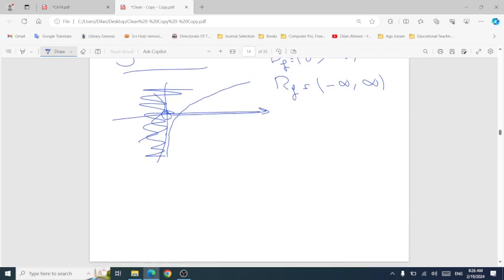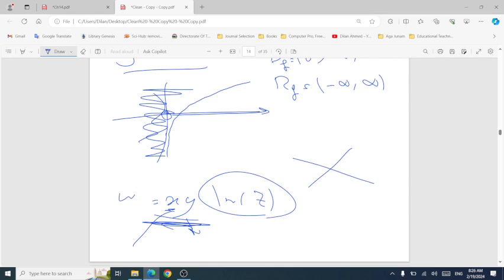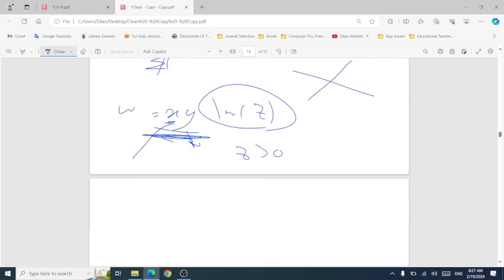We have x, y, and ln of z. X is polynomial, domain is R. Y is polynomial, domain is R. R multiply R, again R. So you'll get a plane for these two. How about Z, the third part? We see the relation between X, Y, and Z because we have three variables. So how about Z? Only greater than 0. So I have a plane and only from here to up. So we have what? Half space.